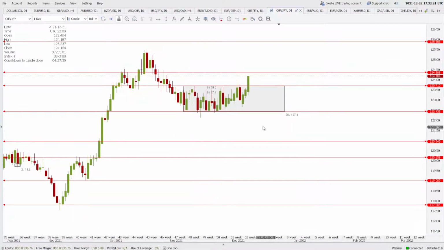CHFJPY has finally broken out of the resistance. This was a rectangular range that the price was trading in. 123.71 may now act as a support if the price goes back to this area. 124.36 is the immediate resistance for the CHFJPY.